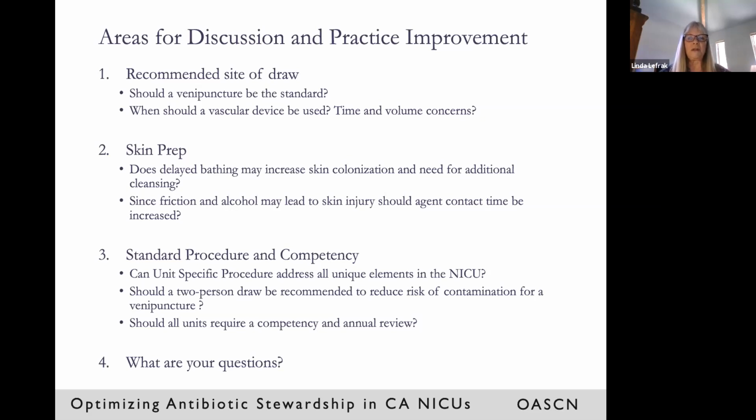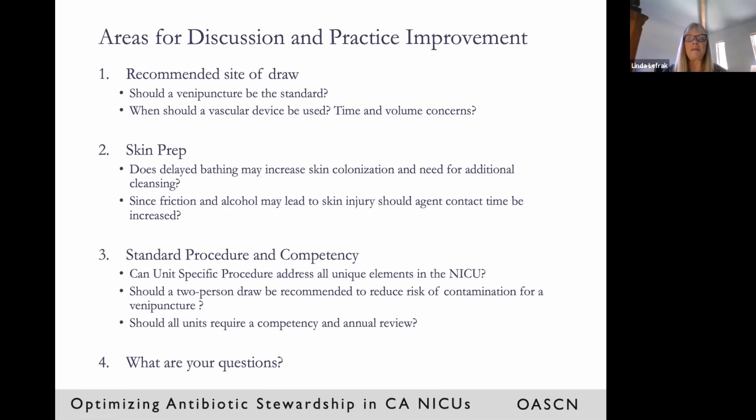So I think these are items that need to be discussed on a case-by-case basis, and I would be curious to know if you have a unit standard about preferred site, if that's ordered in the order for a blood culture, and then how do you deal with it if the nurse can't get the sample in the manner that you've ordered it. I think skin prep is something that is important.